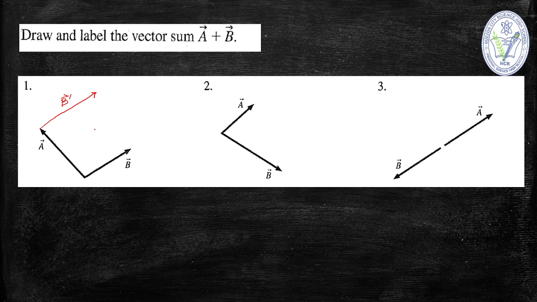And then to get vector C, what I will do is I would connect from the tail of vector A up to the head of the shadow, or the parallel image of vector B. So this is actually our vector C. So this is our A plus B.